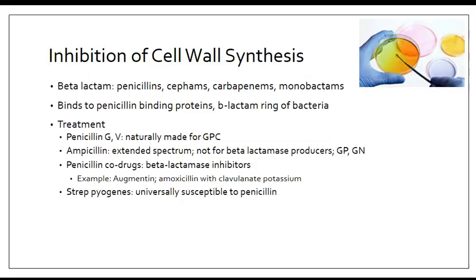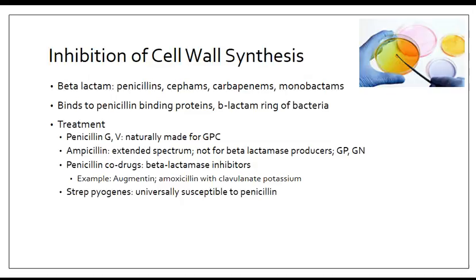Okay, the beta-lactams, these are the ones that inhibit cell wall synthesis, and we're going to start out with them. These are the penicillins, the cephems, the carbapenems, the monobactams. These will bind to the proteins of the beta-lactam ring in the bacteria to destroy it.